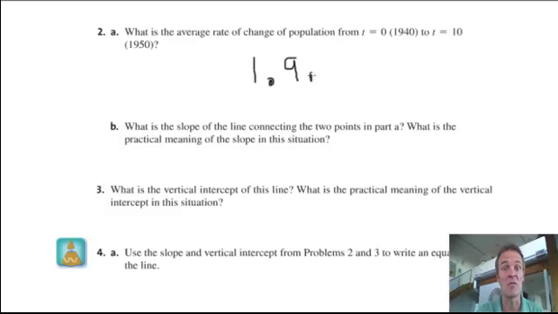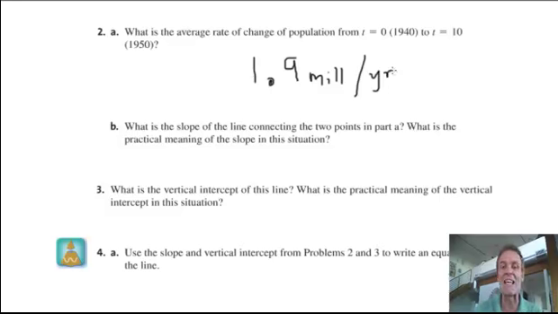million per year. That's the average rate of change. It went up by 19 million in 10 years, so 19 divided by 10, 1.9 million per year. What is the slope of the line connecting the two points in part A? Well, that's it. That's the slope, 1.9. Now, what's the practical meaning? Well, I've kind of already said it. The population is increasing by 1.9 million per year.